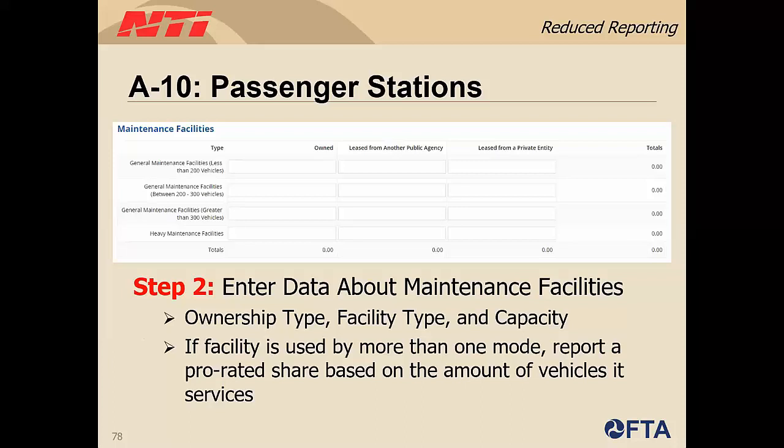Next, you will report a count of your agency's maintenance facilities used to support revenue service. This will include any owned or leased maintenance facilities. You will report the facilities by the ownership type, facility type, and capacity. If your agency uses one maintenance facility for multiple modes, you will need to prorate the facility based on the amount of vehicles it serves.